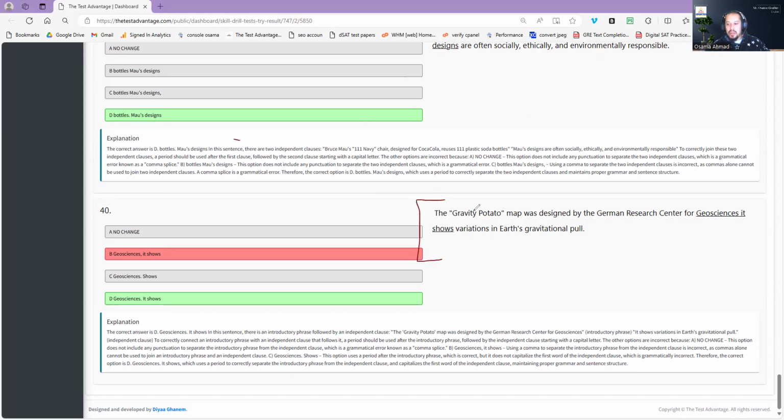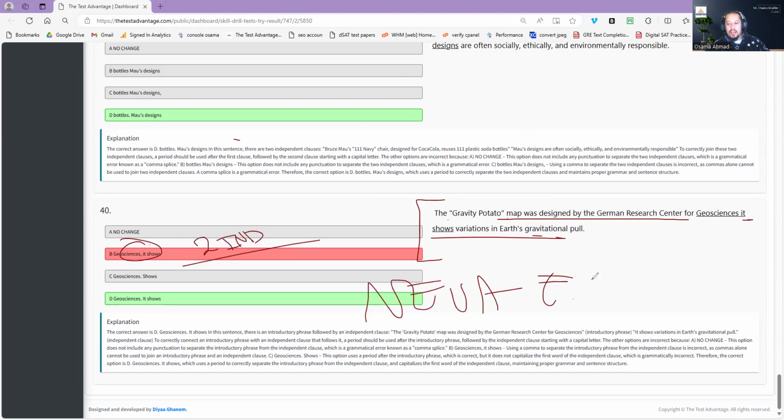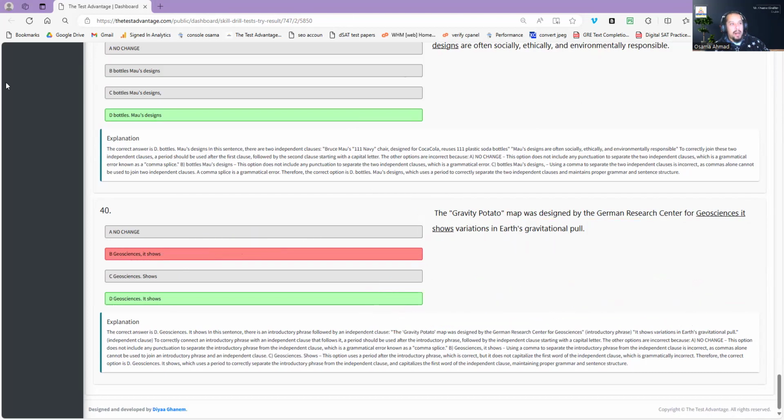Same problem here, Malak, right? The gravity potato map was designed for geosciences. It shows you put a comma between two independent ideas. Never, ever. So I see from the homework, we have a firm grasp of dependent clauses. There are more activities, of course. We won't do those activities together, at least not now.